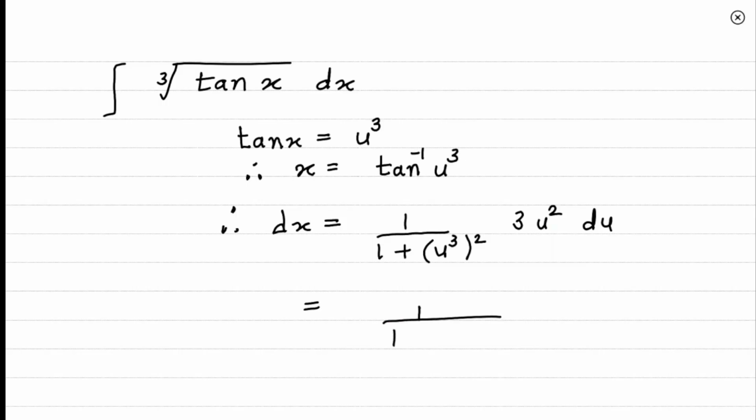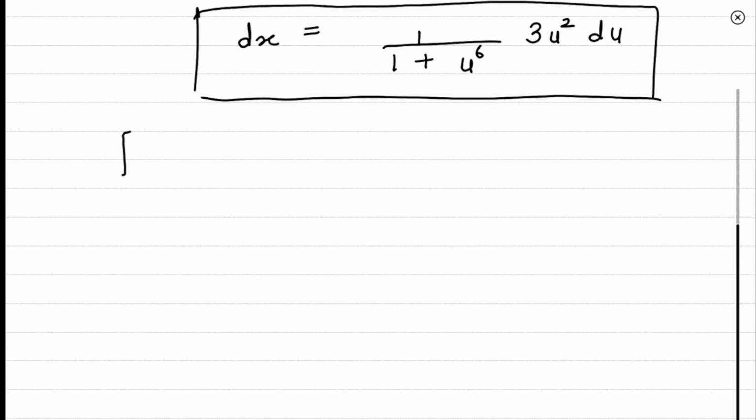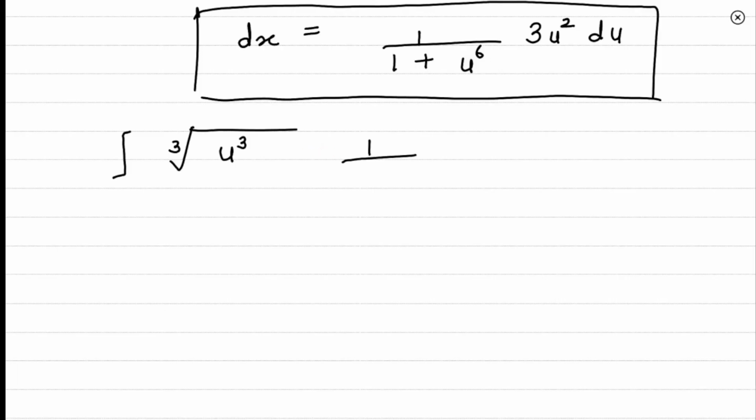So we have 1 over 1 plus u to the power 6 by applying the law of exponents, and in the numerator we have 3u square du, and that's the value of dx that we get from here. Now let's make that substitution and convert that entire integral from the x world to the u world. That integral is going to look like the integral of cube root of u cube, and instead of dx I can write 1 over 1 plus u to the power 6 times 3u square du.